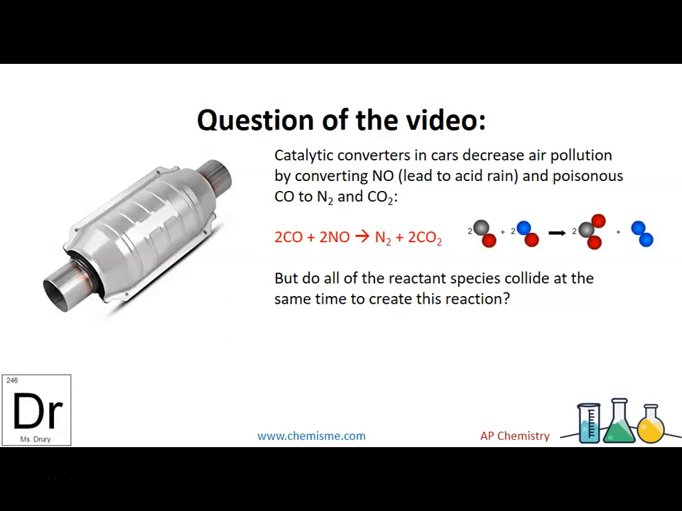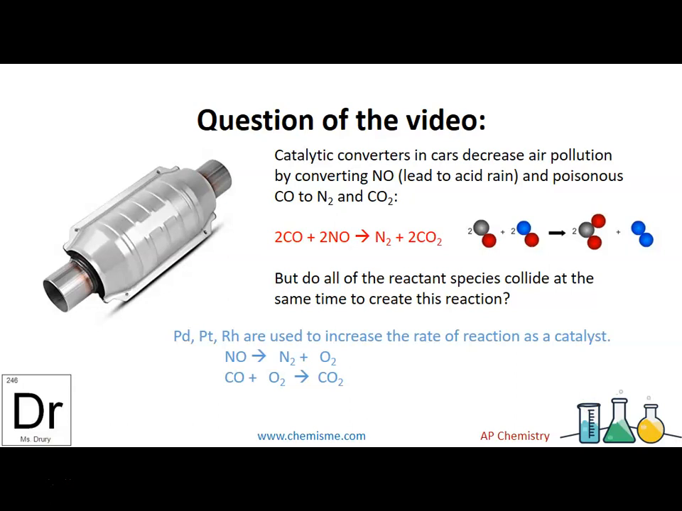So back to the question in the video, do two NOs react with two COs all at the same time? Definitely not, because that would be tetramolecular. So what they do is they use Pd, Pt, and Rh as catalysts to make this reaction go faster. First, the NO breaks down into N2 and O2. The CO reacts with those O2s as an intermediate and forms CO2.